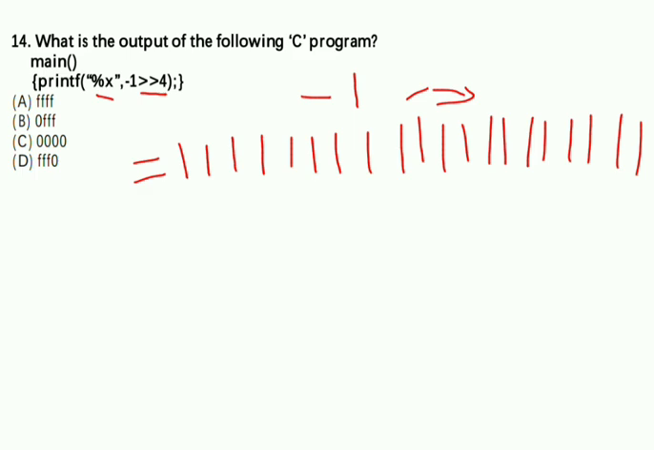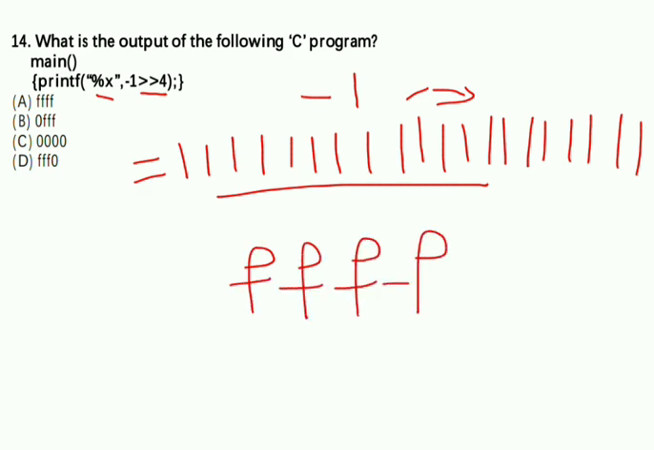So here the format specifier is printf %x. %x means to print the value in hexadecimal format. So we need to print this value in the hexadecimal format. So the output of the given C program will be 4f. So hexadecimal format is 4f. So the correct answer is A, that is 4f. So option A is the correct one.